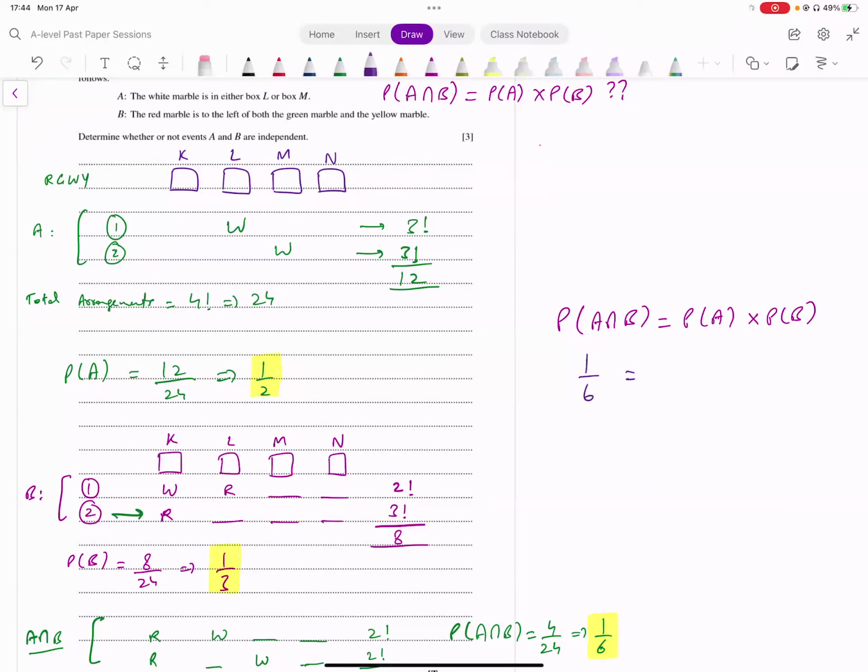The probability of the intersection is 1/6. Probability of A is 1/2, probability of B is 1/3, and that gives you 1/6. Since these are equal, you say the events are independent. A and B are independent.